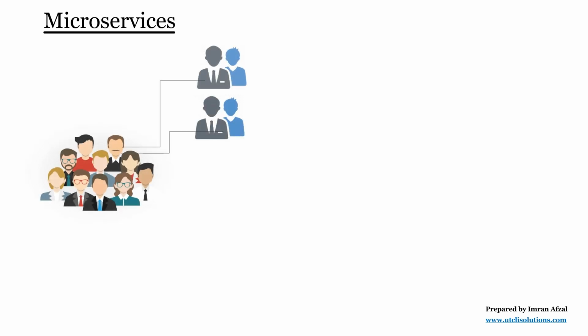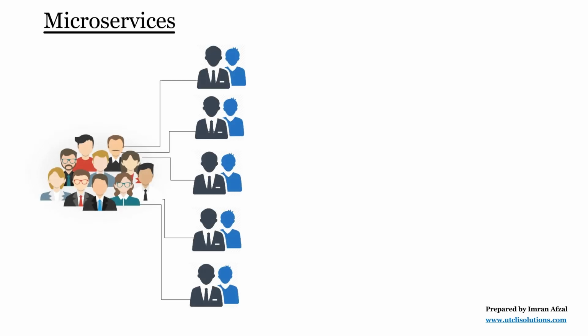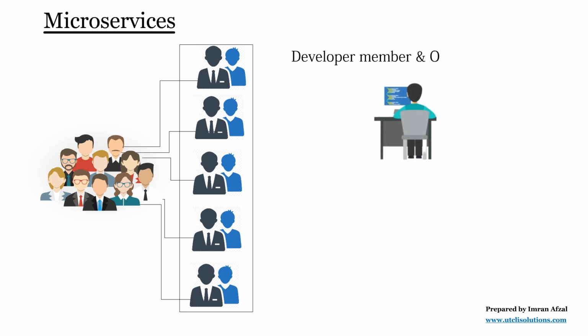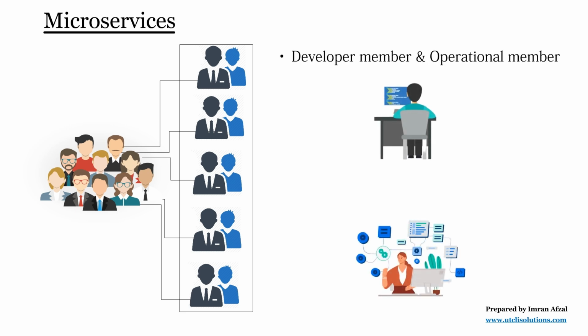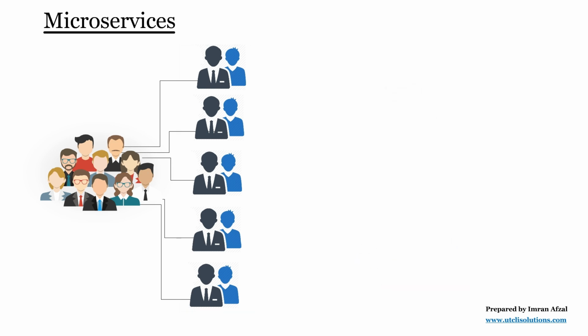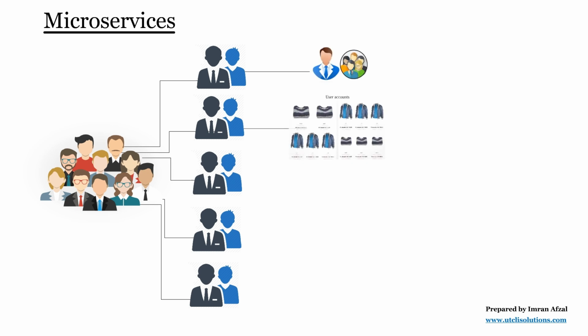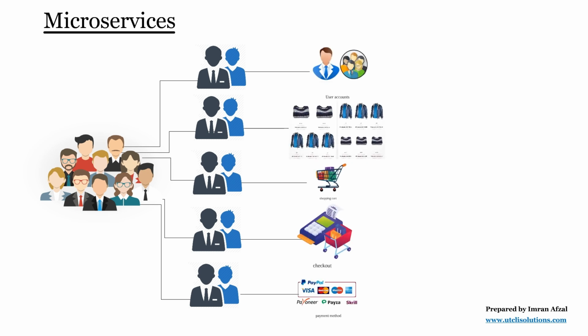For this, you hire a team of 10 members and you divide it into five smaller teams, each having two members, one for development and one for operational purposes. Now, each team will work on one separate part of the application, like one team for user account, one for product catalog, and so on.